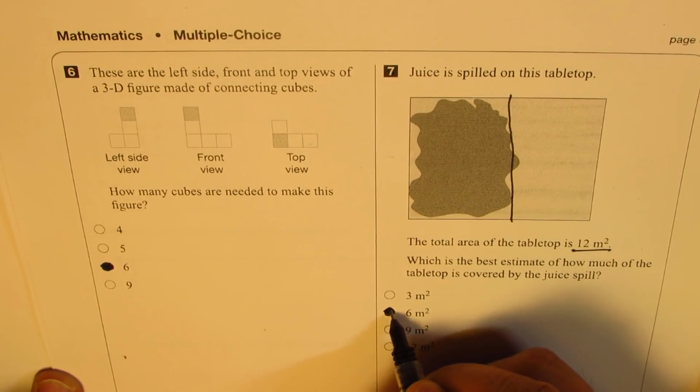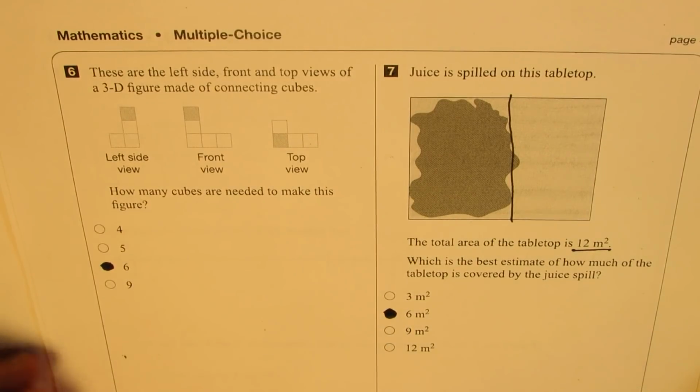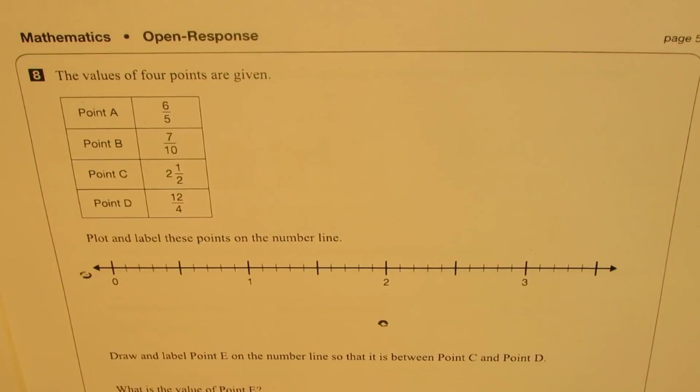Correct? So some are easy questions, so you can quickly move through them and take your time when there are thinking questions like we had just now, the question number 6. Let's move on and take question number 8 onwards. Question number 8. It is an open response question, not a multiple choice. So when you answer this question, you need to explain what you're trying to do, right?